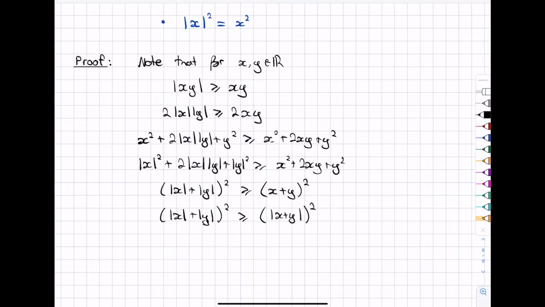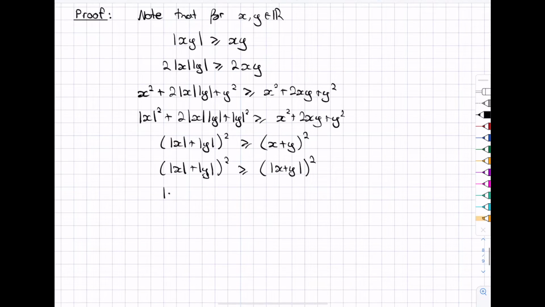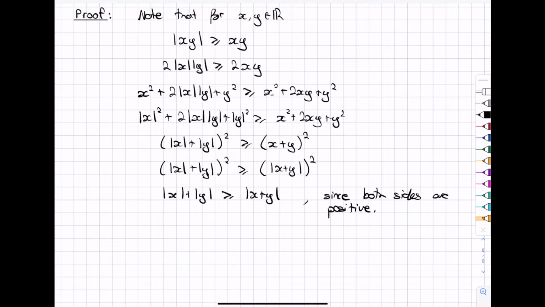Now it's safe for me to square root both sides, and then I can say the absolute value of x plus the absolute value of y is greater than or equal to the absolute value of x plus y. And I might say since both sides are positive as a justification. And there we go. We've proven the first part of our two claims that we made. And this is, I suppose, the main result that we were interested in.